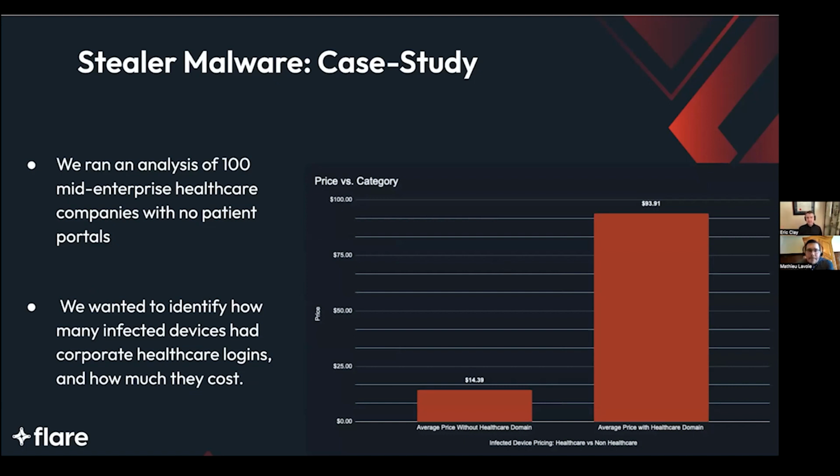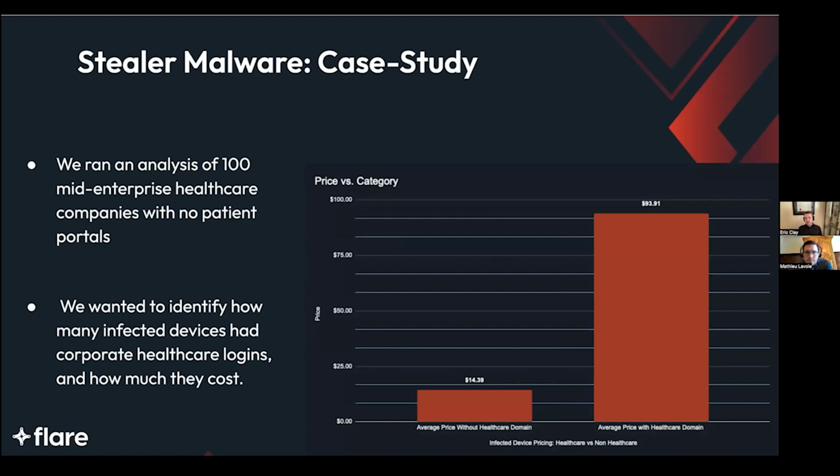So besides initial access brokers, one of the studies we ran that was really interesting lately is we looked at infected devices for sale on Genesis Market specifically. And we looked at the average price of an infected device, and it came out to $14.39 US. And then we looked at the average price of an infected device that had access to one of 100 corporate healthcare logins. And the price ended up being $93.91.